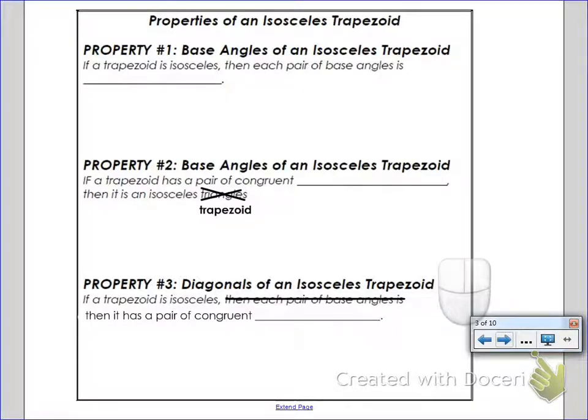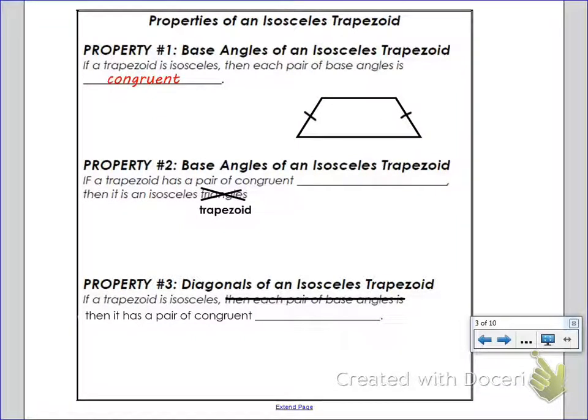So we'll go ahead and start talking about some properties of isosceles trapezoids. Property number one is base angles of an isosceles trapezoid. If a trapezoid is isosceles, then each pair of base angles is going to be congruent. So this is an isosceles trapezoid where both legs are congruent. Then the base angles are going to be congruent to each other.